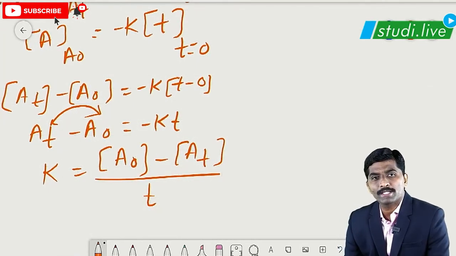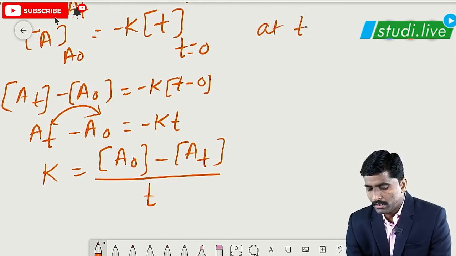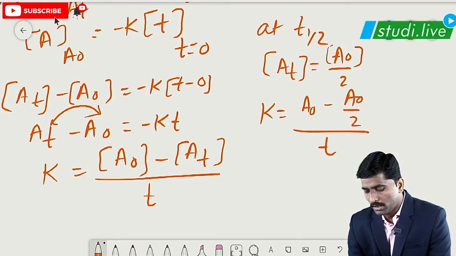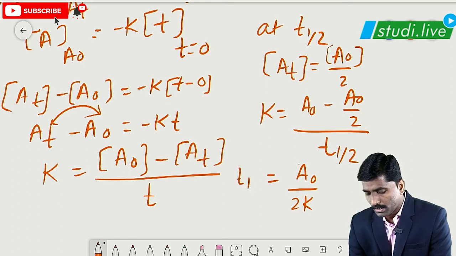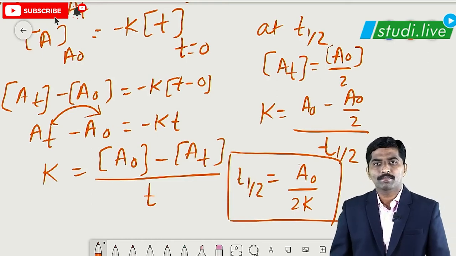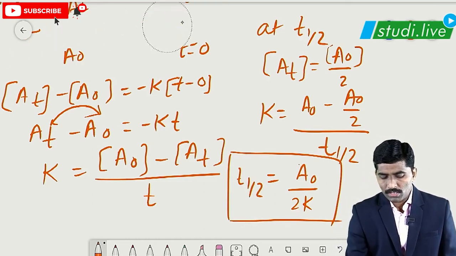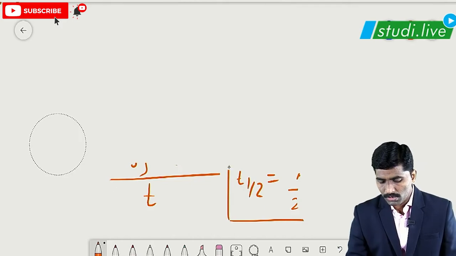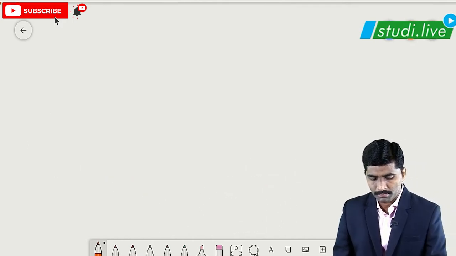Based on this, if K is equal to (A0 minus At) upon t, then for the half-life of a zero order reaction at t half, what will be At? At is exactly half of its initial quantity. So K will become A0 minus A0 by 2 upon t, which becomes A0 upon 2K, provided this t is t half. Correct? This is the half-life for a zero order reaction. I hope this is very clear to all of you, how to derive the integrated rate law for the first order as well as zero order reaction.